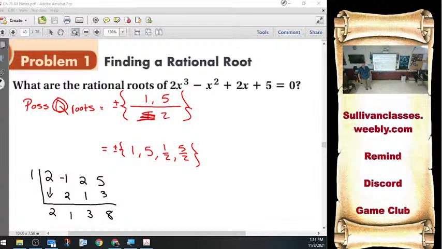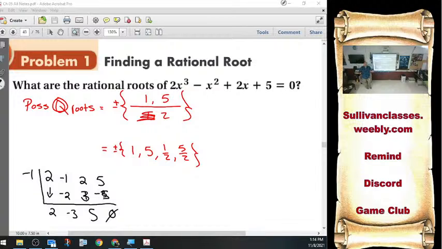Nope. Didn't work. Wait. Let's think about this. 1 did not work. Half. Try a negative 1. That's a negative 2. So now that's a -3, so that's a +3, so that's a 5, so that's a -5. Cool, one of them worked. What are the rational roots? Do all of them. I gotta find them all.